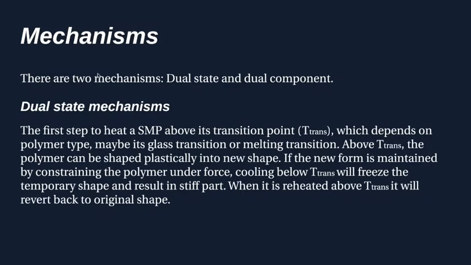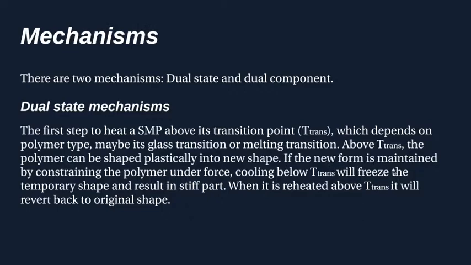And for the mechanism, we have two mechanisms here. Dual state, meaning it has two conditions. First, heating the polymer until the transition point. It can be glass transition or melting. Above this temperature, the polymer can be shaped plastically, so we can deform the polymer into a new shape.